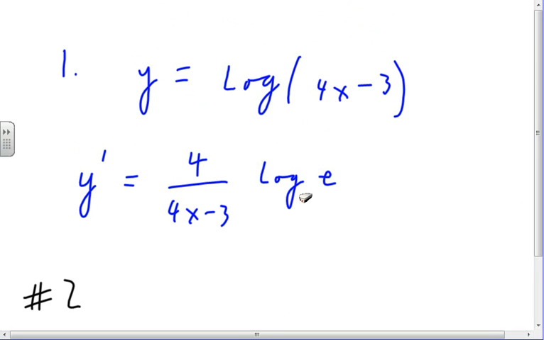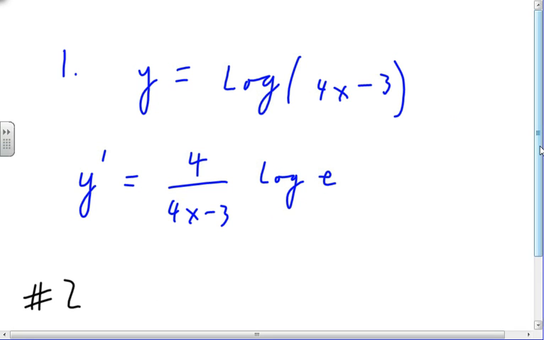Now, how do you know if it's with respect to u? Well, it wouldn't be. Let's see, find the derivative of each function. So, number one, you have a dependent variable y. The independent variable is x. So it has to be with respect to x. There's no u in the problem. Right. Yeah, u is 4x minus 3. Okay. Number two.